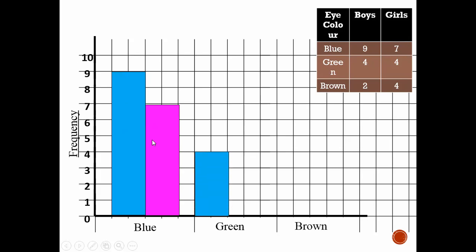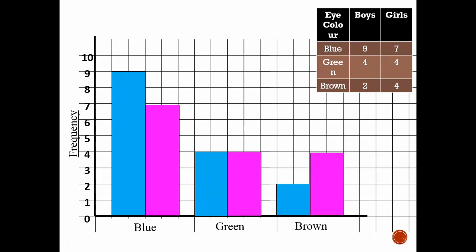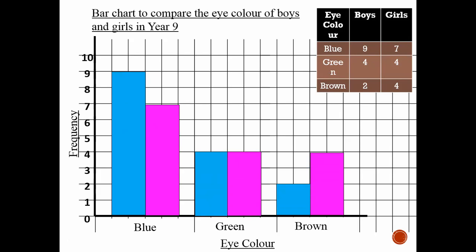The next category is green: four boys having green eyes and four girls having green eyes as well. They are placed next to each other. And the third category, which is brown: two boys having brown eye color and 4 girls having brown eye color. So this is how the bar charts work. And don't forget the title: bar chart to compare the eye color of boys and girls in year 9.